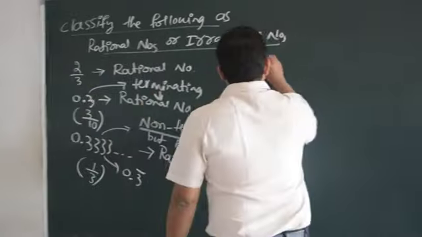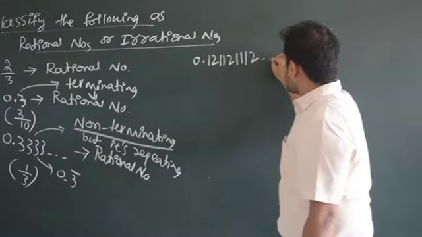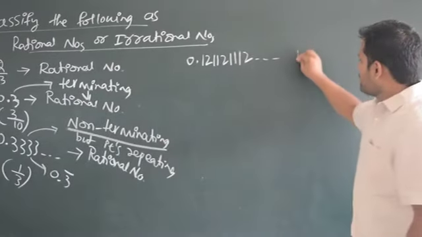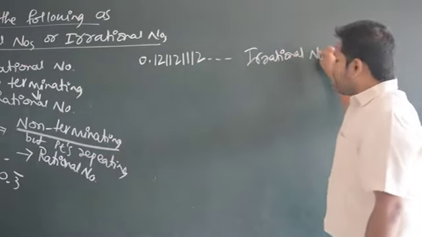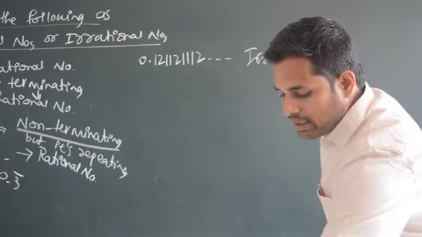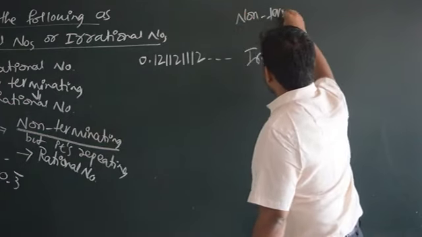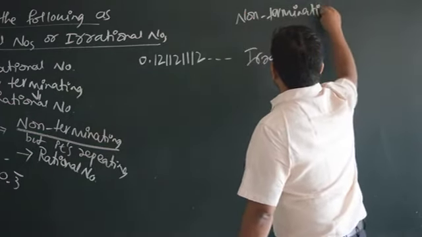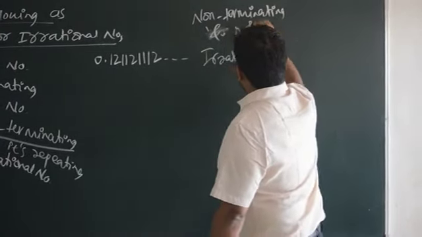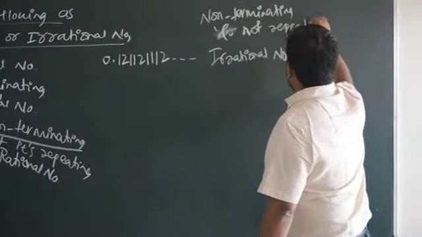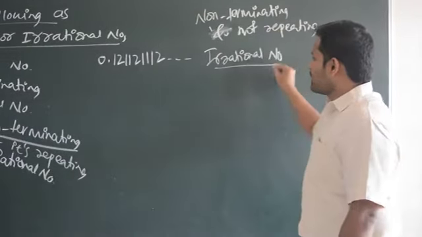Now, let me tell you 0.1211211112. I gave you all these examples. What kind of number is it? Is it a rational number? No, it is an irrational number. Of course, it is an irrational number. If I ask you why it is an irrational number, the reason should definitely be that the decimal expansion is non-terminating. It is not ending, but not repeating also. There is no repetition. Are you getting my point? Non-terminating and not repeating, such numbers are irrational numbers.